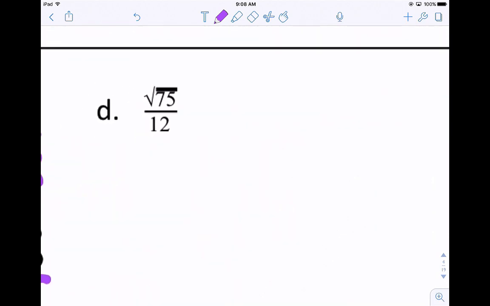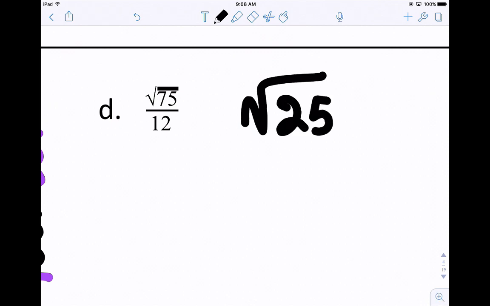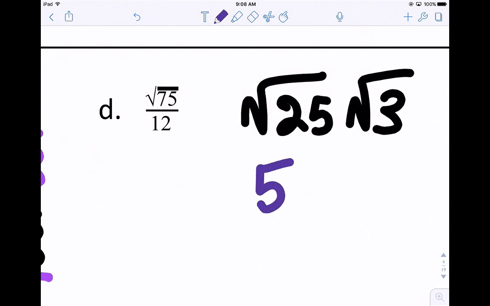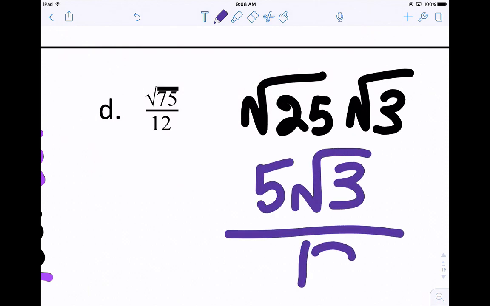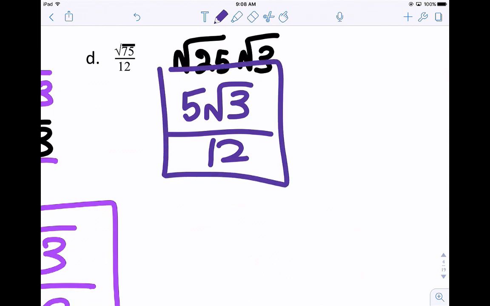Okay, and our last one, the square root of 75. Biggest square number you can divide that by is 25. 25 times 3. We get 5 square root of 3 over 12. And then I think that's it. You can't simplify any further.